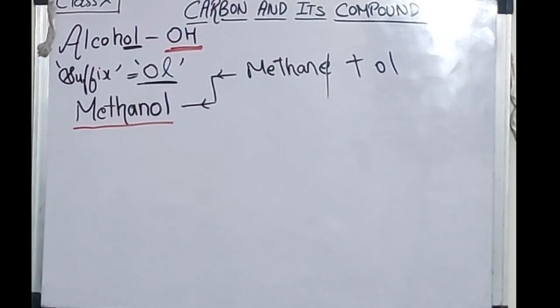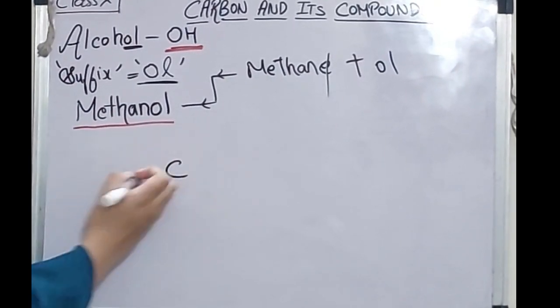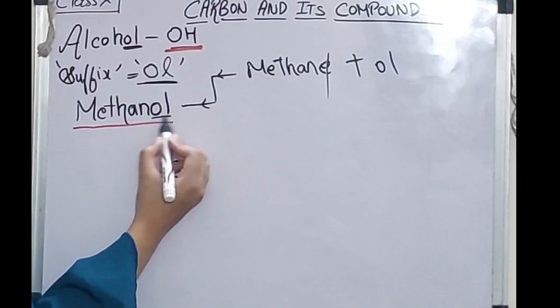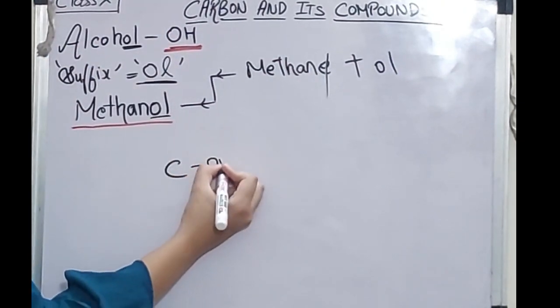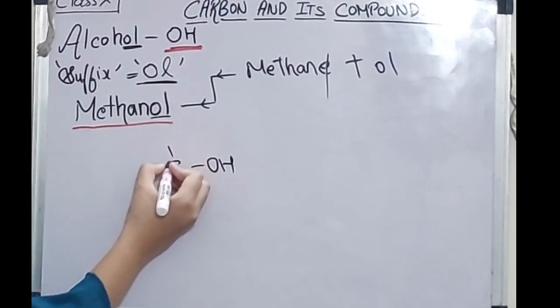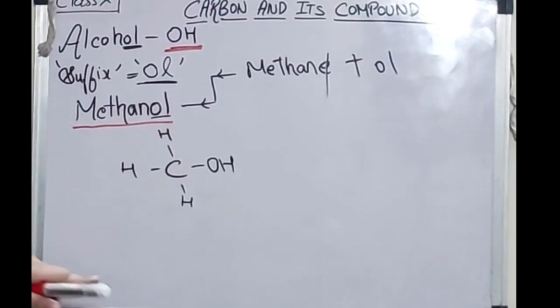Methanol, how will you draw that? Just think how you will draw it. Methane means one carbon, so obviously one carbon comes. Now focus on the suffix. What is the suffix? OL. You have to focus on the suffix. So OL means OH will be attached. So I attached OH. Now fill the remaining valencies. Completing the valency is the most important thing. If you just write COH, that is not right.